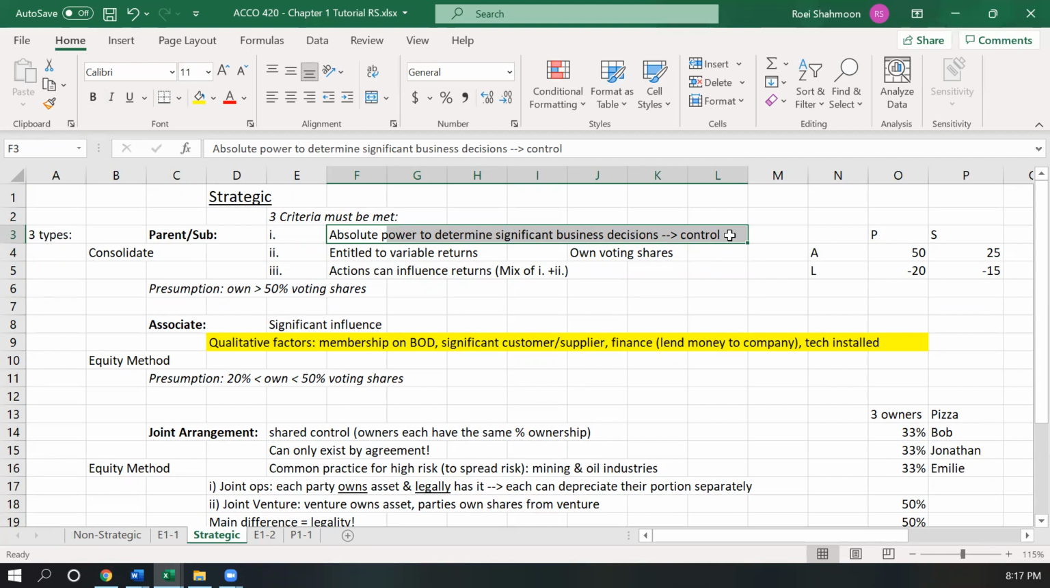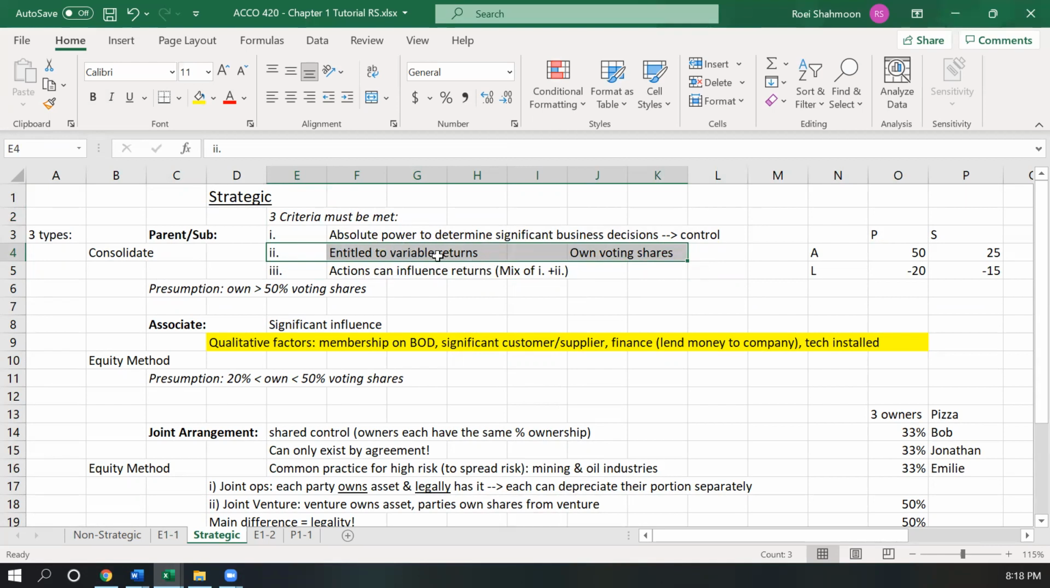Okay, so that's what absolute power means. This is the concept of control. Very important. How do you prove this in a case? We will see that in the second part, and we'll tie it to the case facts. The second criteria over here: entitled to variable returns.